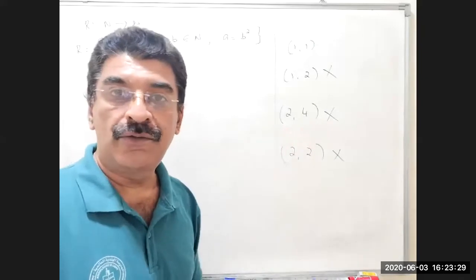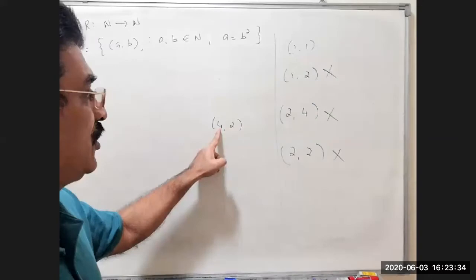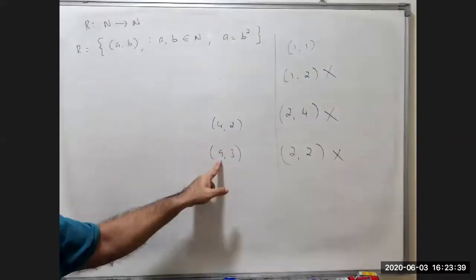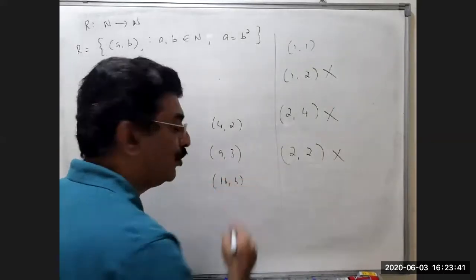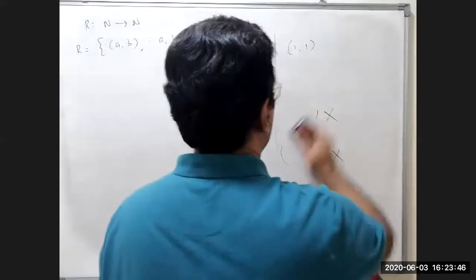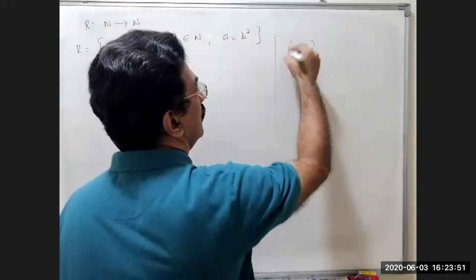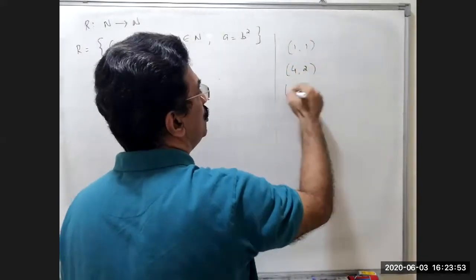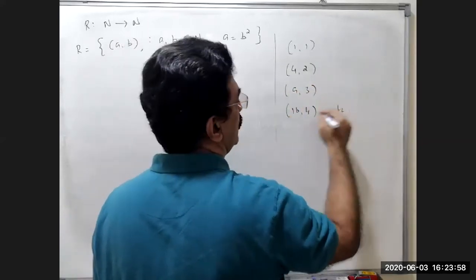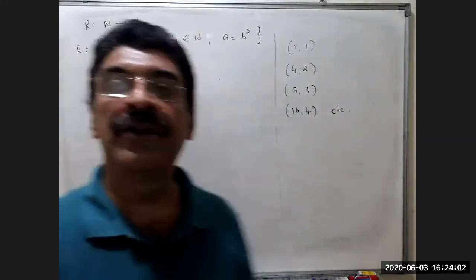Whereas 4 2 can be taken because the first number is square of second number. Next will be 9 3. Next is 16 4, etc. So these are the pairs. Just write 1 1, 4 2, 9 3, 16 4, etc. These are the pairs coming in this relation.